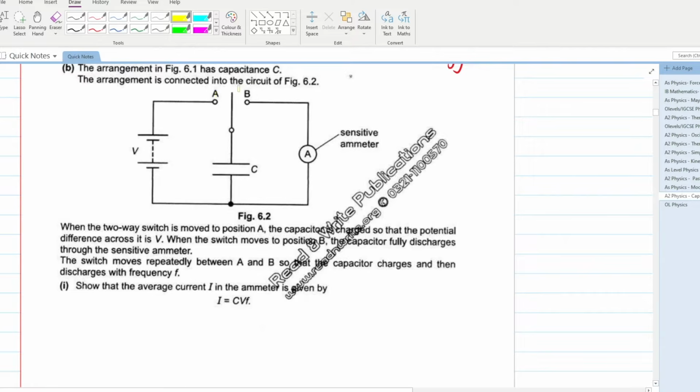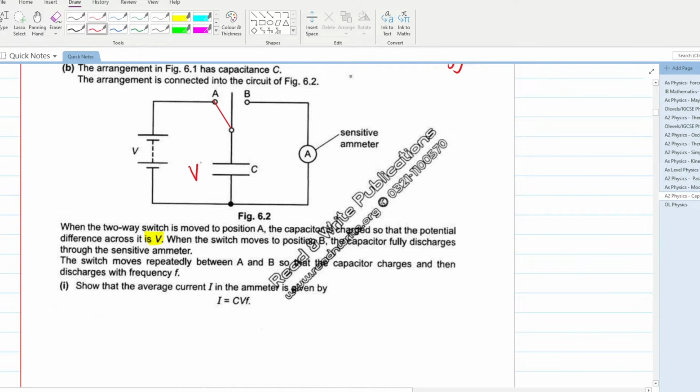Okay, the arrangement is connected into the circuit of figure 6.2. Okay, when the two-way switch is moved to position A. ठीक है, जब ये switch आपने position A पे move किया है, something like this. ठीक है, इस तरह जब आपने position A पे switch को move किया है. ठीक है, चलो. The capacitor is charged so that the potential difference is V. जब आपने स्विच को A पे मूव किया है तो कैपेसिटर चार्ज हो जाता है such that the potential difference across the capacitor is V.